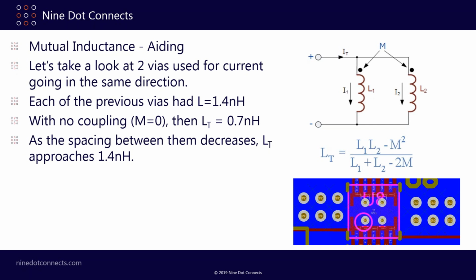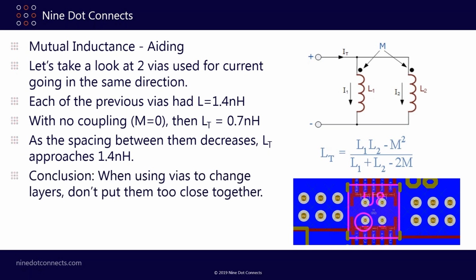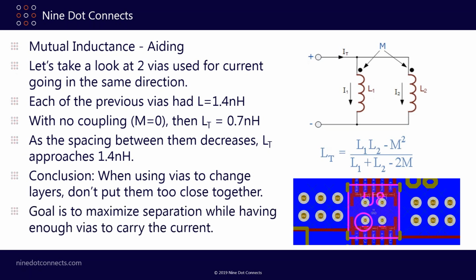The interesting thing about them is as the spacing between them decreases, the coupling increases. When that coupling increases, it actually makes the total inductance go back up. In fact, if they were right next to each other, you would get almost the same inductance for both of them as you would for just one. So the conclusion here is when you're using vias to change layers, don't put them too close together. You need to remember that the goal is to maximize separation while having enough vias to carry the current. So you don't want to put them too close together, or else you're creating excess inductance.